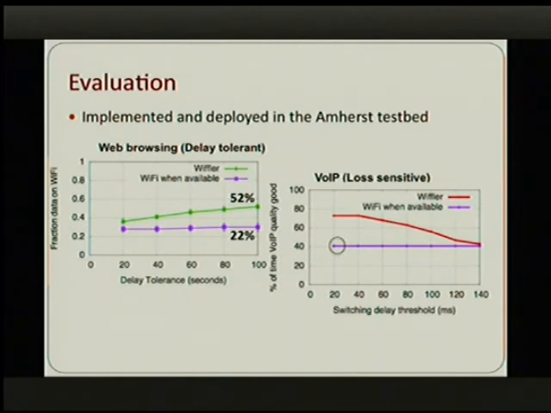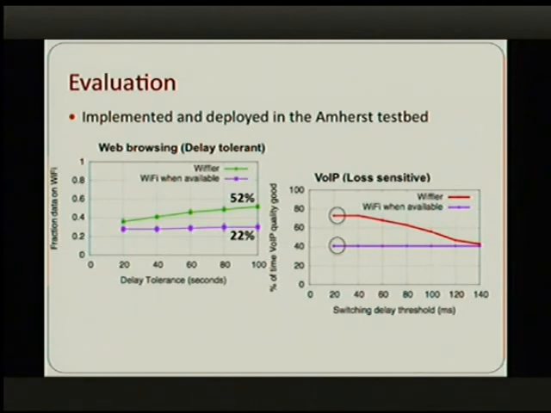So you see that if you use Wi-Fi whenever available, only 40% of the time is the VoIP quality good. On the other hand, if you switch to 3G whenever you find that the Wi-Fi performance is poor, based on not receiving a link layer ACK back, for a switching threshold of 40 milliseconds, for example, the percentage of time that the VoIP quality is good is about 72%. And of course, if your delay threshold is higher, so you keep taking longer and longer to switch to 3G, the VoIP quality keeps getting worse.